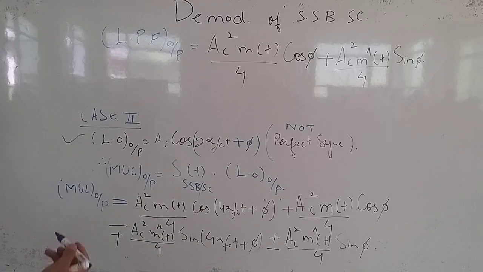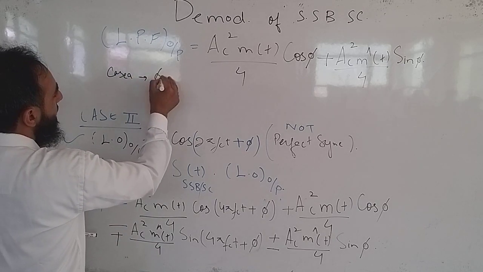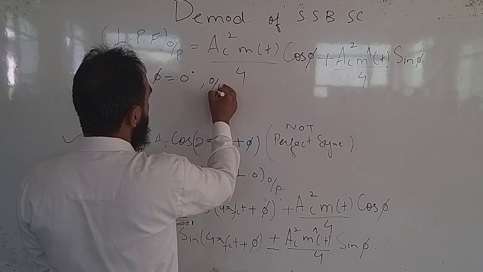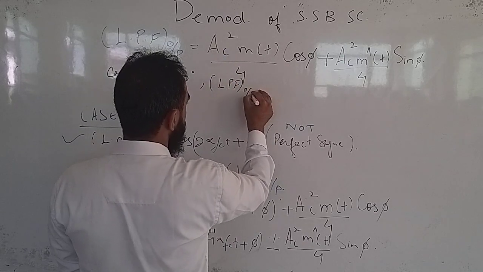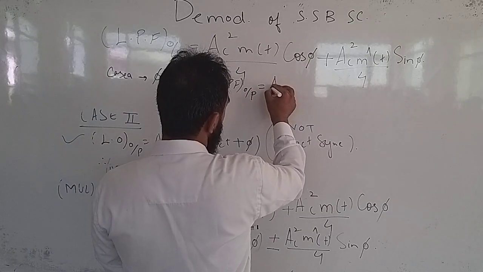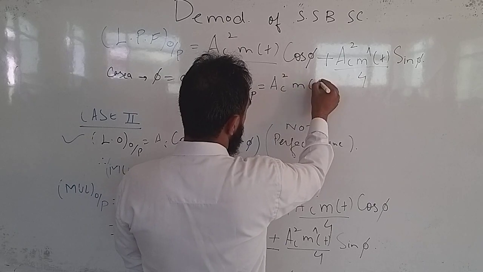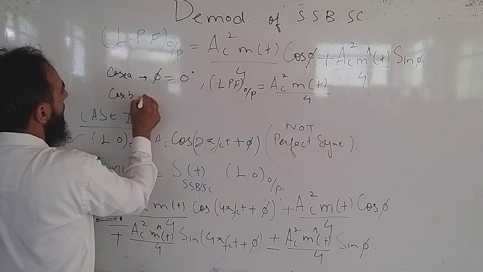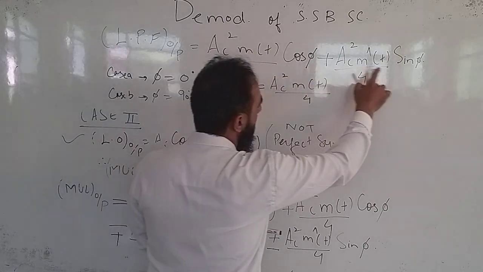All of you will do it at your own places. Case A: if phi is equal to 0, therefore what will the low pass filter output be then? Well done. And case B when phi will be equal to 90, because we have to consider both parts, 0 for cos and 90.